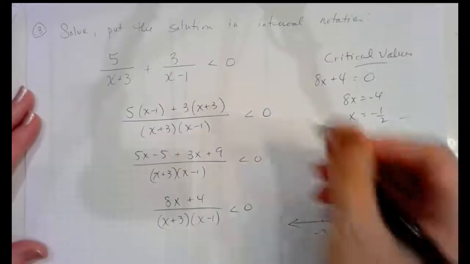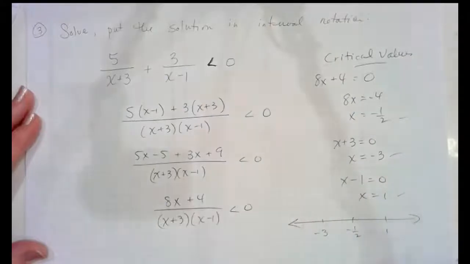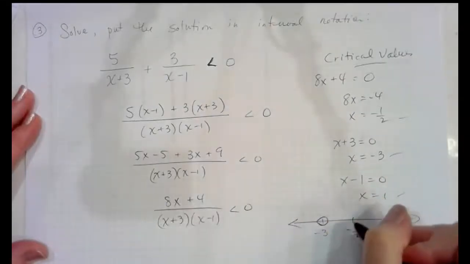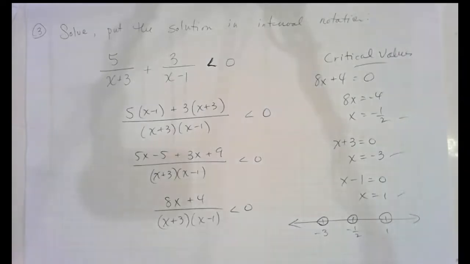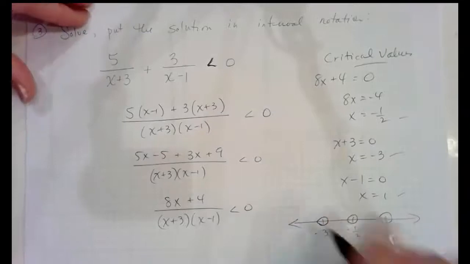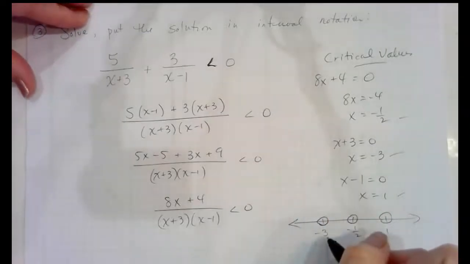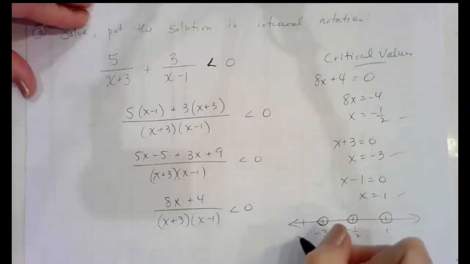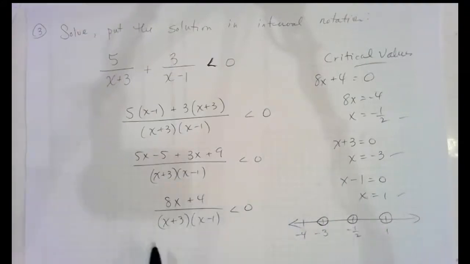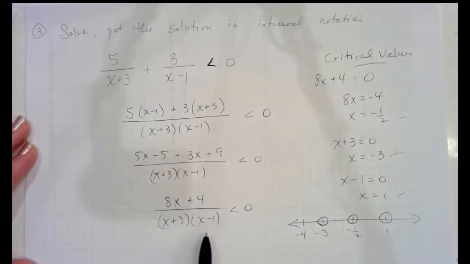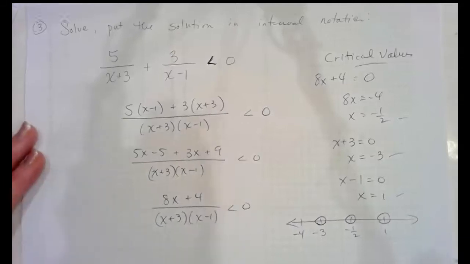Now, first of all, strictly less than, which means open circle, open circle, open circle. Open circle all the way across on that number line. Now from there, think of a value that is less than negative 3. How about, let's say, negative 4? So let's plug in a negative 4 right here, and let's see what we get.